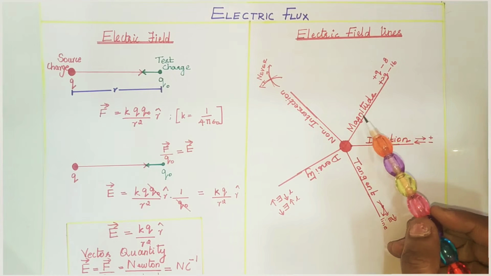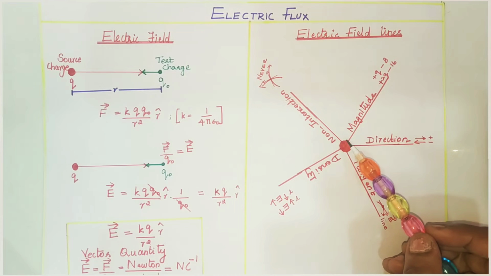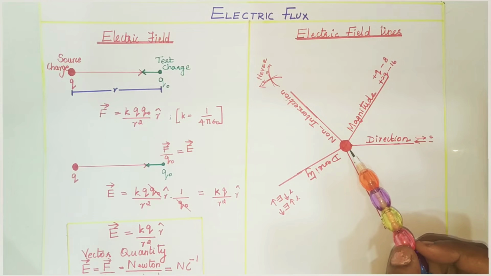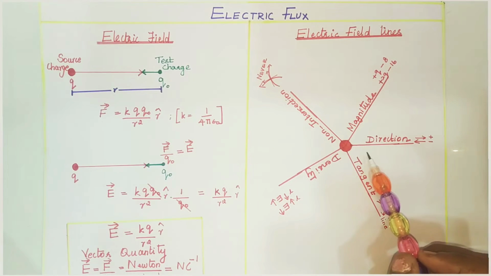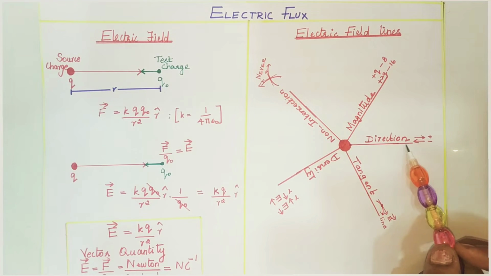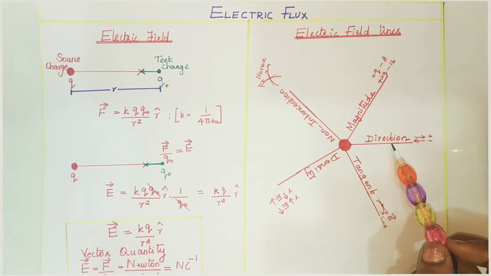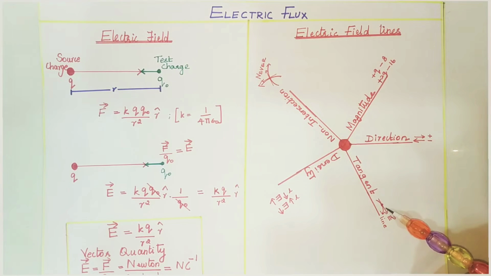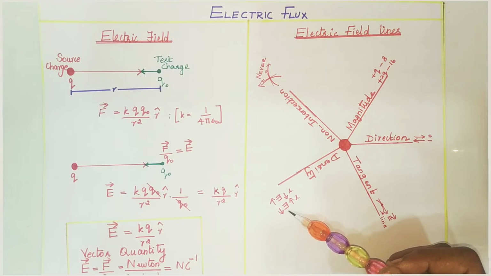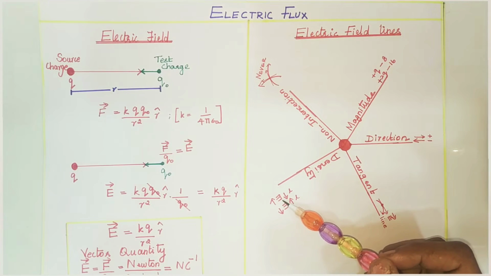Now we move on to the concept of electric field lines. We should be very sure that the electric field lines are imaginary lines. For a positive charge, the electric field lines will be radially outwards, and for a negative charge, the direction of the electric field lines will be radially inwards. If a tangent is drawn on an electric field line, it gives the direction of the electric field. For nearer distance, the intensity of the electric field will be more, and for farther distance, the intensity of the electric field will be less.